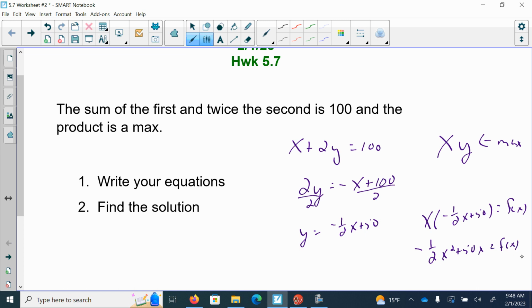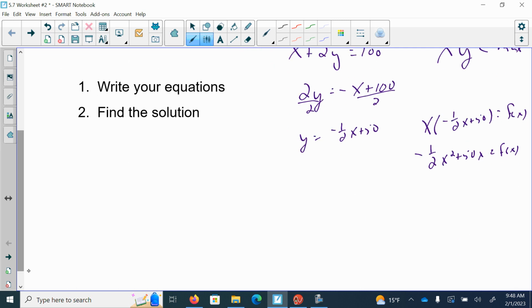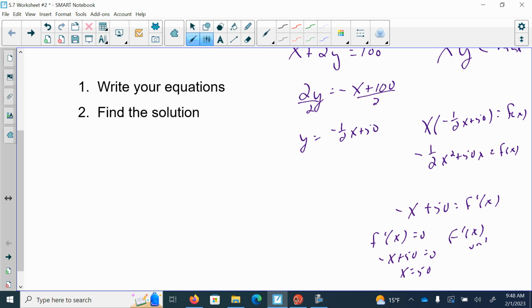Now I'm going to go ahead and take the derivative. When I take the derivative, I'm going to take 2 times the negative 1/2 and get negative x to the first plus 50. That's equal to my derivative. Set my derivative equal to 0. And I'm going to have x is equal to 50. And then if there's a place where the derivative is undefined, I need to find that, but there isn't. So I get x is equal to 50.